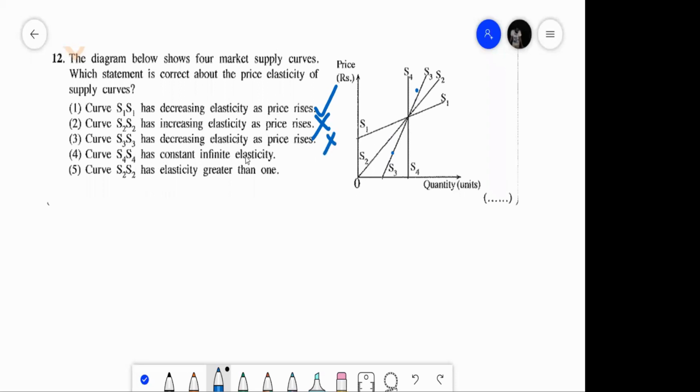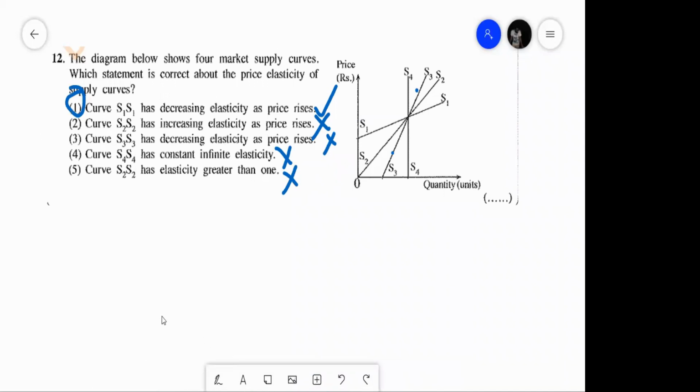S4 has a constant infinite elasticity. No, S4 is perfectly inelastic. It has a zero elasticity. If you had a straight line curve like that, then you could have said it has infinite elasticity. Not this. S2 has elasticity greater than 1. S2, no, it's a unitary elastic curve. Elasticity is 1. It's not greater than 1. So not that as well. So answer number 1.